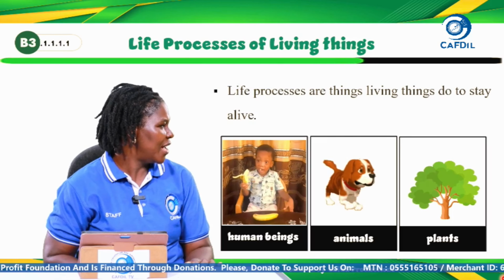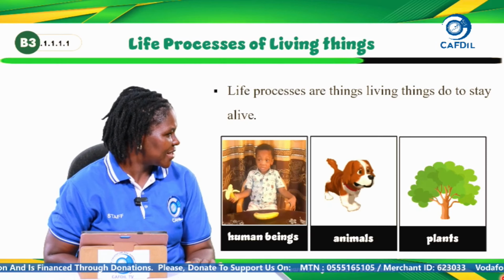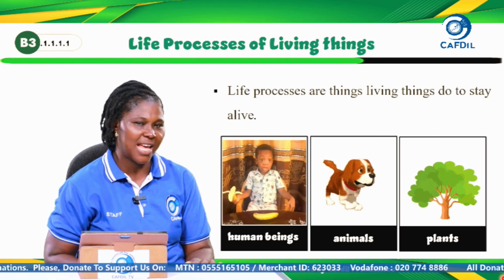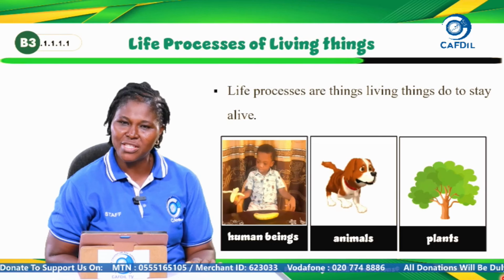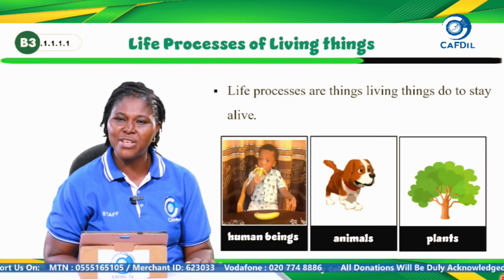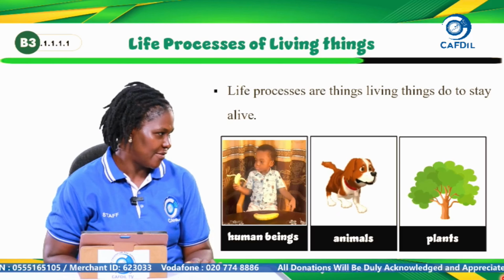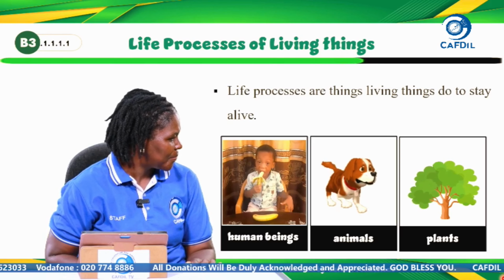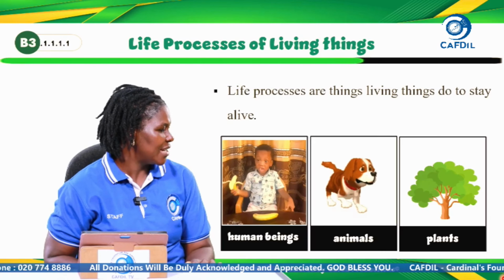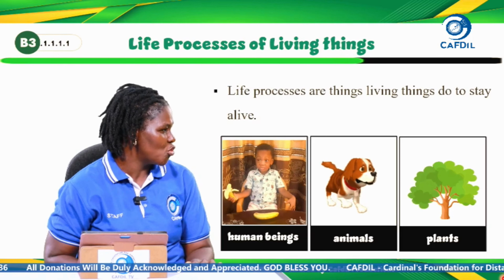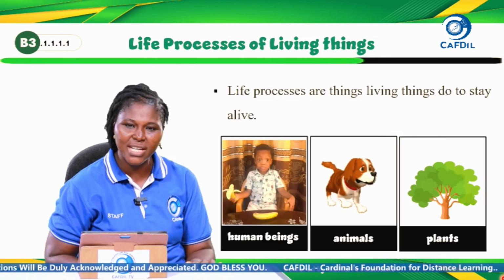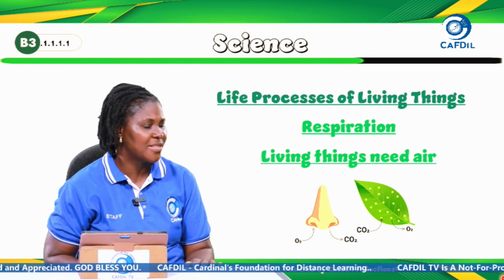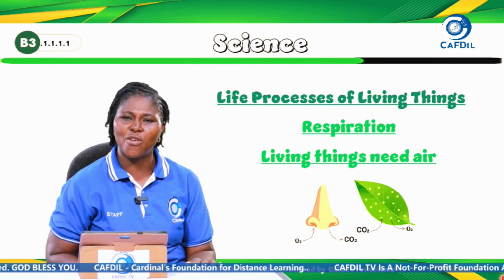Good. Now let's start. Life processes are things living things do to stay alive. So if you look at the living things, we have human beings, animals, and then plants. The things that they do to stay alive, so that they don't die. Let's look at it. Now, life processes of living things.